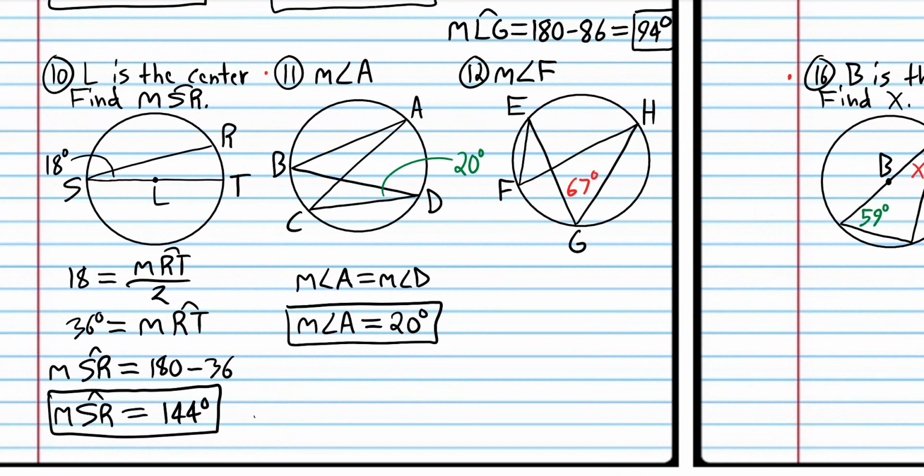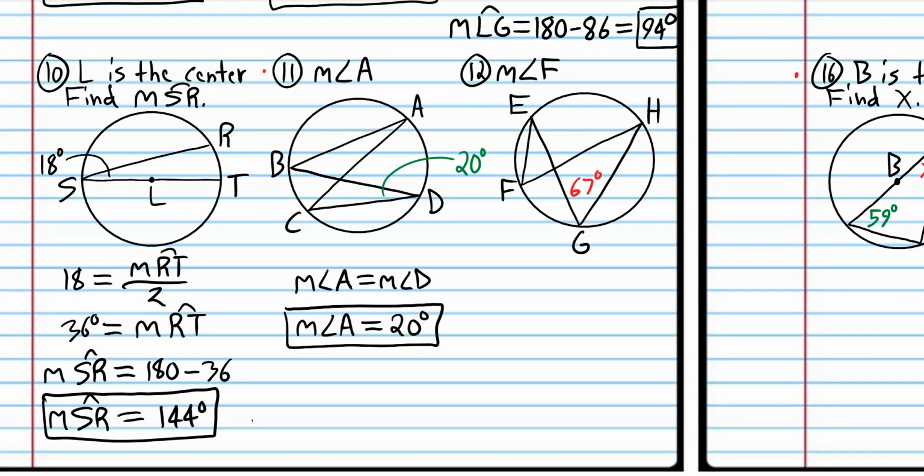All right, so try number 12. Again, hopefully you understand the basic concept. Because they have the same intercepted arc, they must have the same angle measure. So try number 12, and when you come back, we'll do it together.